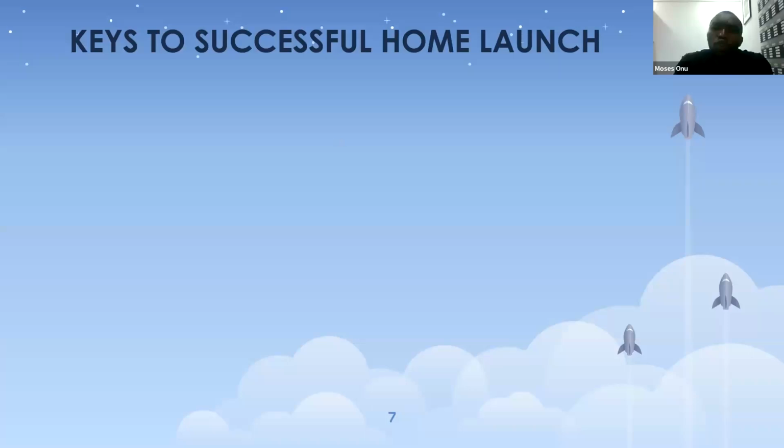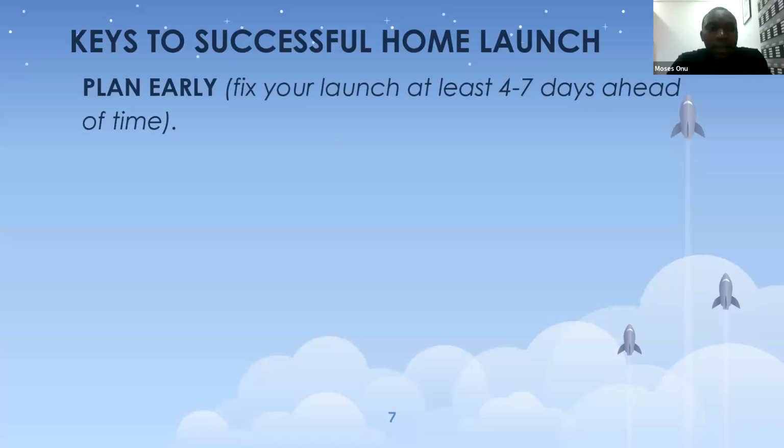So how do you organize a successful home launch? Number one, you should plan your home launch early. You need to fix the date of your home launch at least 4 to 7 days ahead of time. That is the minimum. It should not be less than this. You should have fixed your home launch at least 1 week to the day.